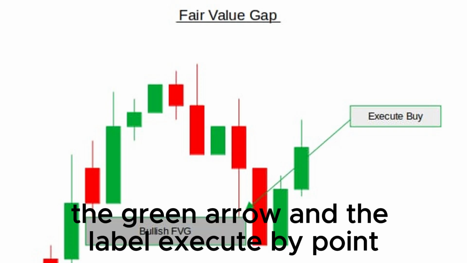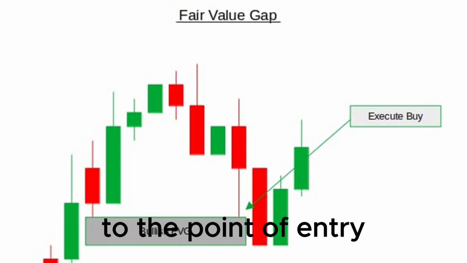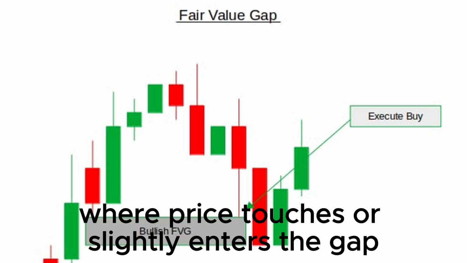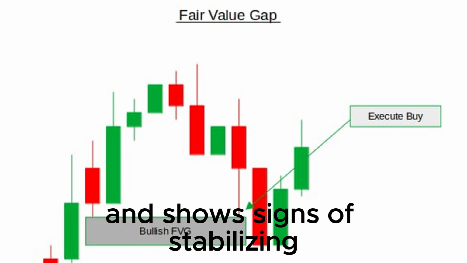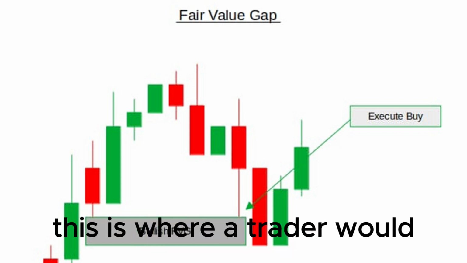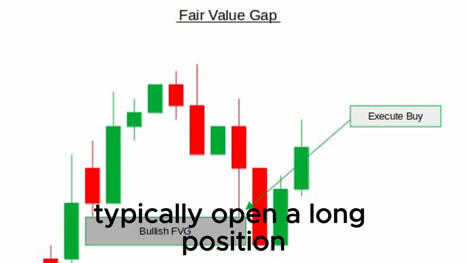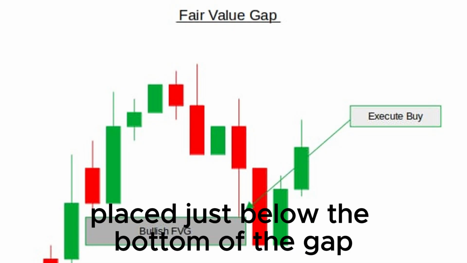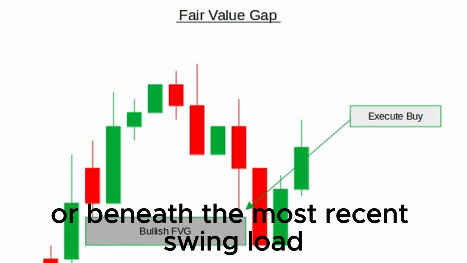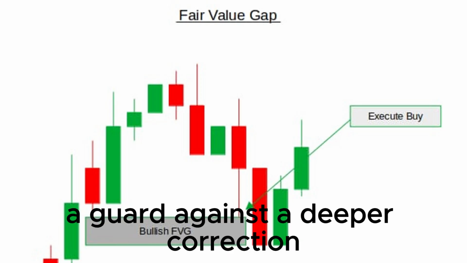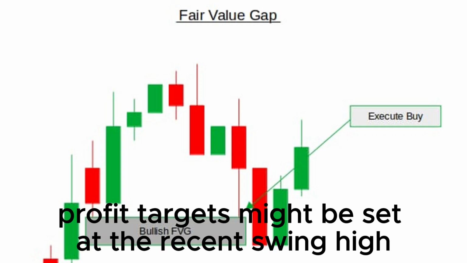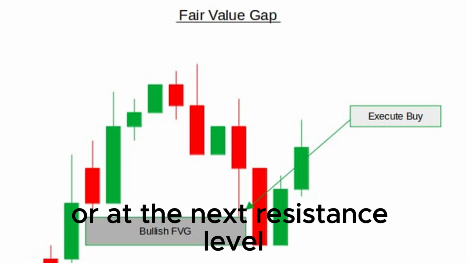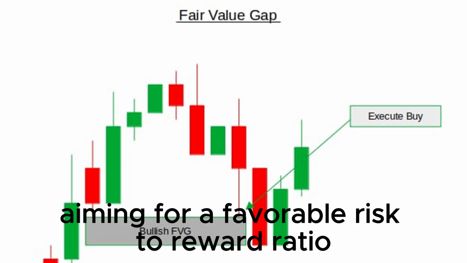The green arrow and the label Execute Buy point to the point of entry, where price touches or slightly enters the gap and shows signs of stabilizing. This is where a trader would typically open a long position. A prudent trading plan would include a stop-loss placed just below the bottom of the gap or beneath the most recent swing low to guard against a deeper correction. Profit targets might be set at the recent swing high or at the next resistance level, aiming for a favorable risk-to-reward ratio.